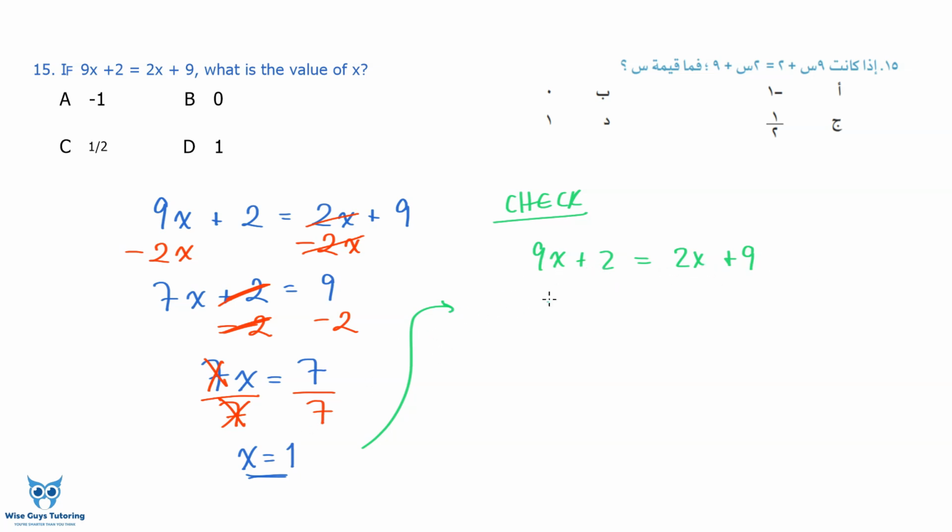If x were 1, like we're claiming, that means 9 times 1 plus 2 is supposed to be equal to 2 times 1 plus 9. Wherever your eyes see x, you're substituting the value that you found. So let's see if this is true. 9 times 1 is 9, and 2 times 1 is 2. So is 9 plus 2 equal to 2 plus 9? Yes, it is. Since the left side is equal to the right side, that's great. They equate. You got the right answer, and that would be D.